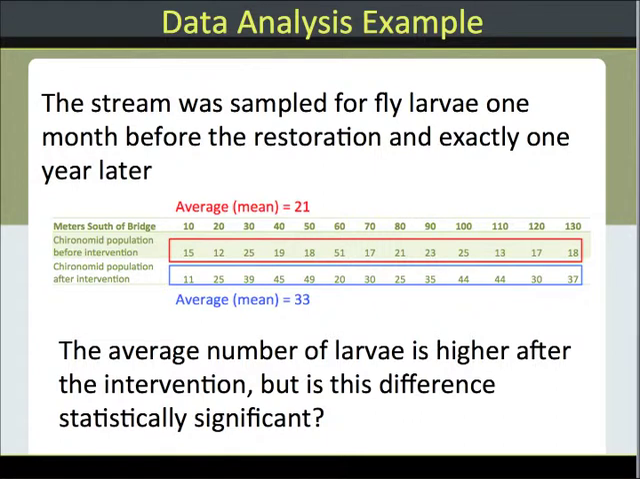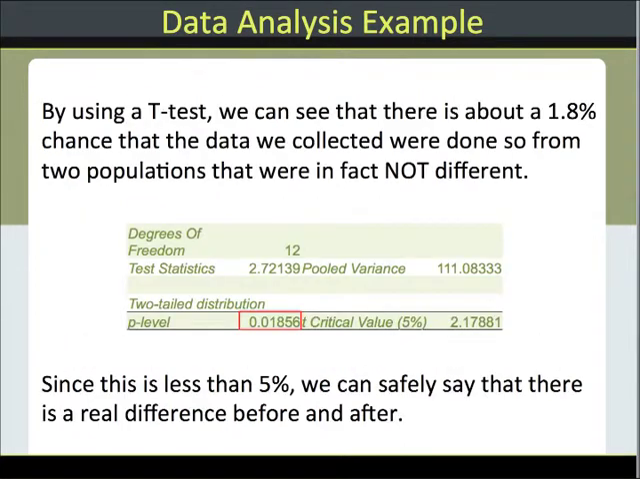The average number of larvae is higher after the intervention, but is this difference statistically significant? By using what's called a t-test, we can see that there is about a 1.8% chance that the data we collected were done so from two populations that were in fact not different. However, since this is less than 5%, we can safely say that there is a real difference before and after remediation.